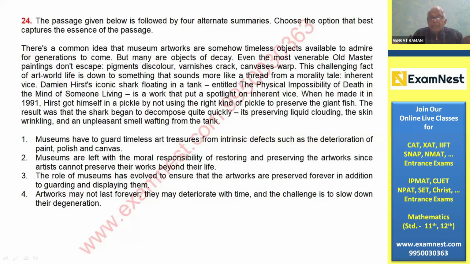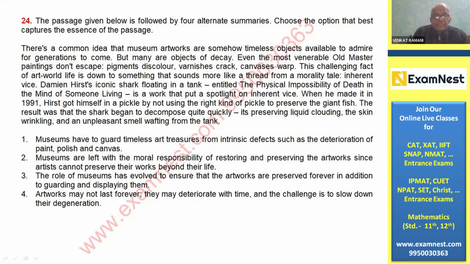Pigments discolor, varnishes crack, canvases warp. This challenging fact of art world life is down to something that sounds more like a threat from a morality tale: inherent vice. Right? The point is, these art objects also decay. Damien Hirst's iconic shark floating in a tank, entitled The Physical Impossibility of Death in the Mind of Someone Living, is a work that put a spotlight on inherent vice.